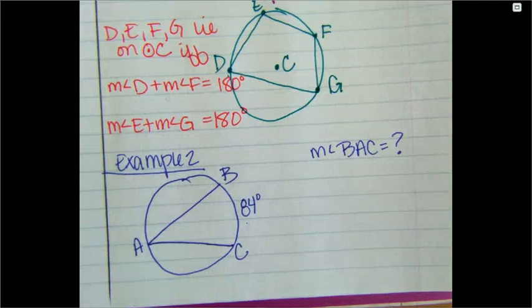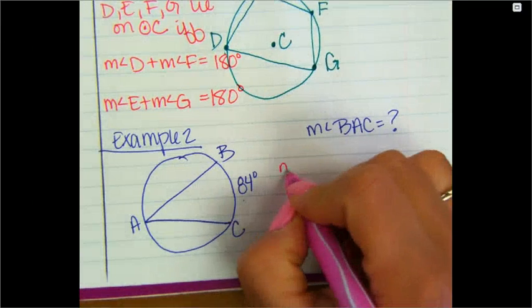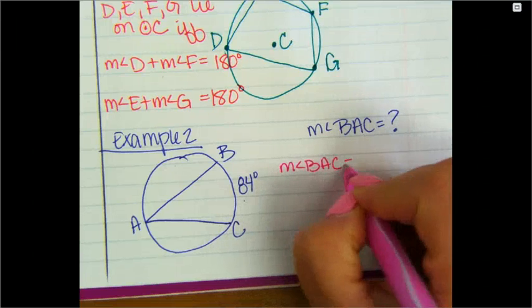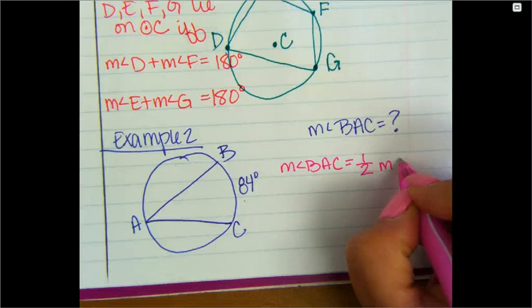Did you solve? Do we have an answer? Who has an answer? What do we get? How'd you do it? What did you write? The measure of angle BAC equals 1/2 the measure of arc BC. Say things correctly, yes? Okay.